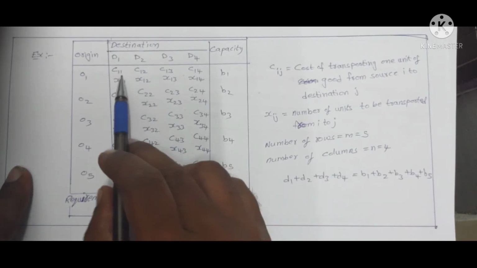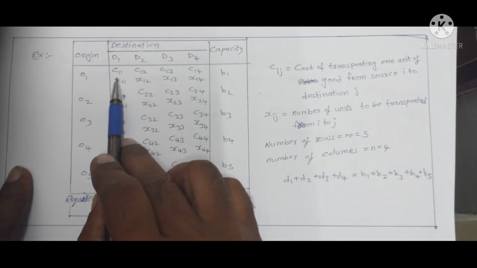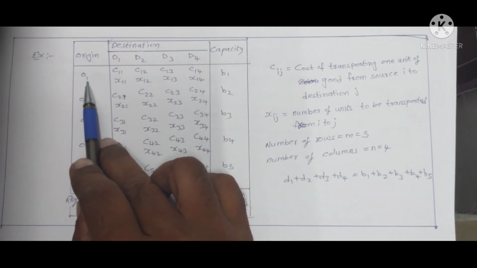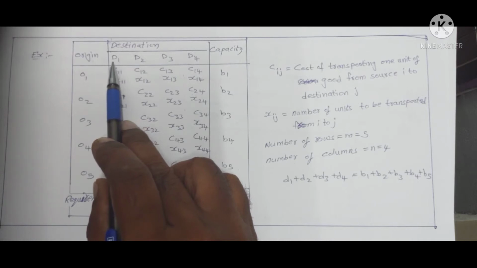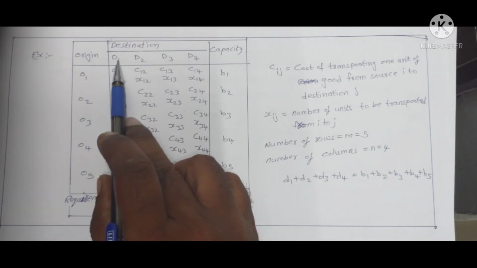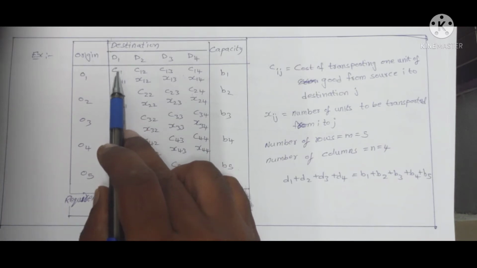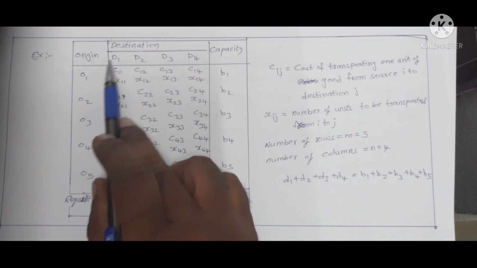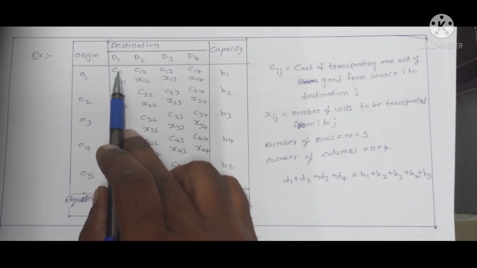Coming to C11, what is meant by C11? C11 is the transportation cost of one unit to transport a good from O1 to D1. That means we have to transport goods from O1 to D1, but it has some cost. That cost is taken as C11. So to transport one good from O1 to D1, the cost is C11.